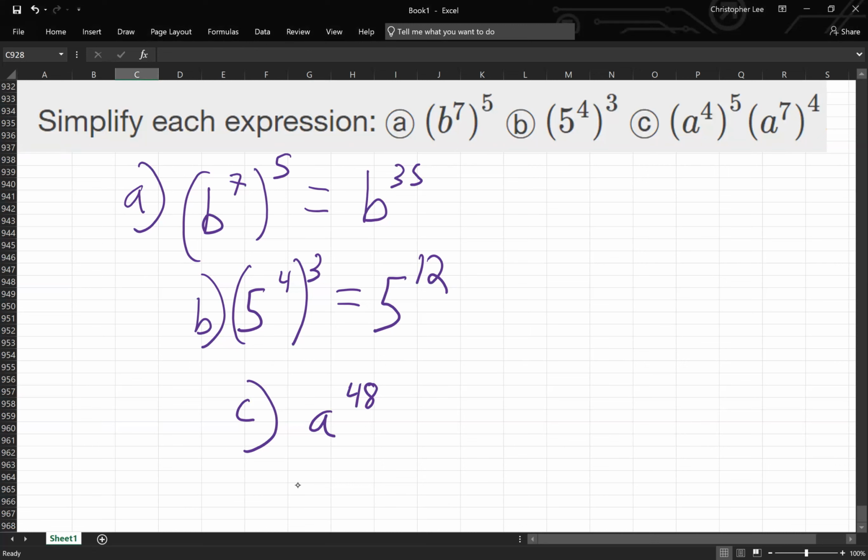So let's look at that. We have a to the 4 to the 5th power times a to the 7 to the 4th power, right? That's gonna become a to the 4 times 5 plus 7 times 4, which, you're right, is a to the 20 plus 28, and then 48. Any questions? No? All right, let's go on to our next lesson.